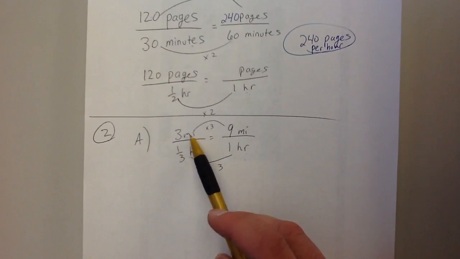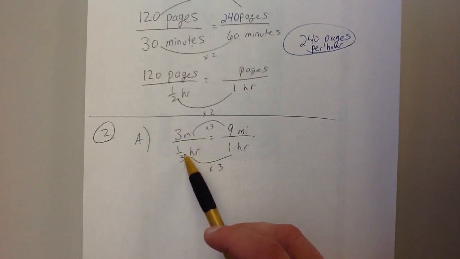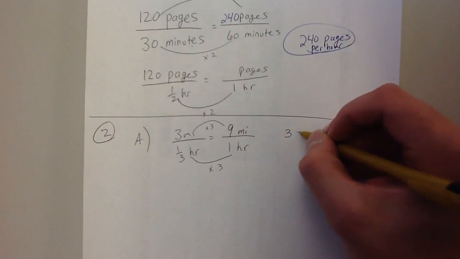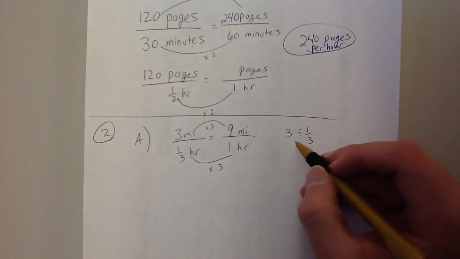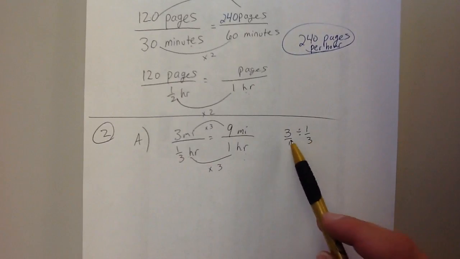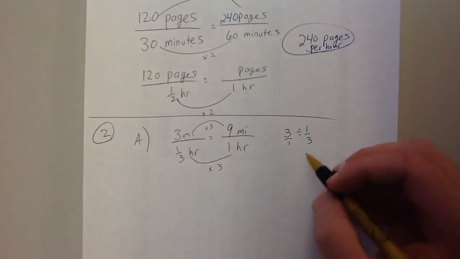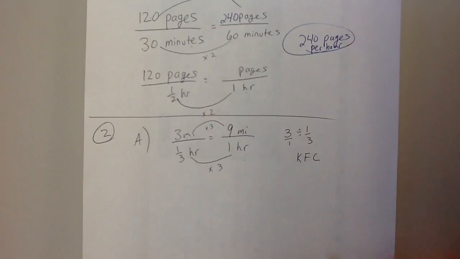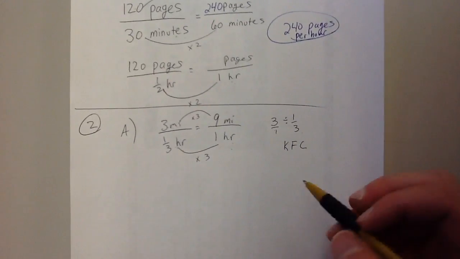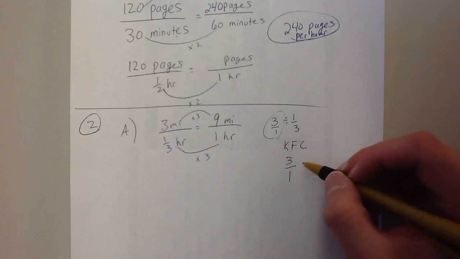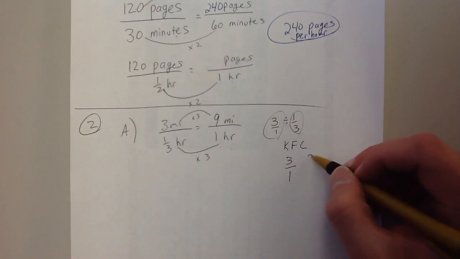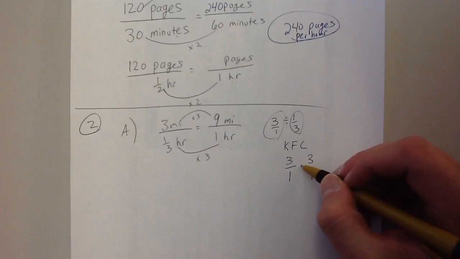Okay. Now, I could also look at it like this. I'm taking the top and dividing it by the bottom. 3 divided by 1/3. Right, I can write 3 as a fraction by putting it over a 1. So here I'm taking a fraction divided by a fraction, so I would use KFC, right? Keep, flip, change. So if I keep 3 as 3 over 1, I flip 1/3, the reciprocal of 1/3 is 3 over 1, and then I change to multiplication.